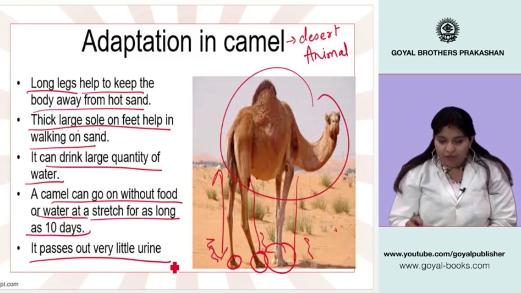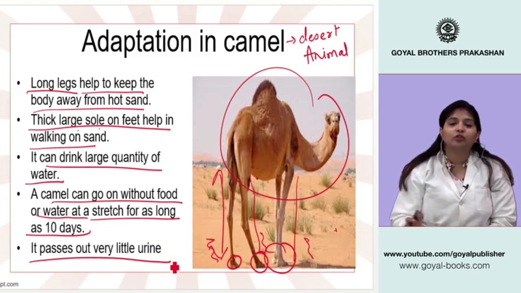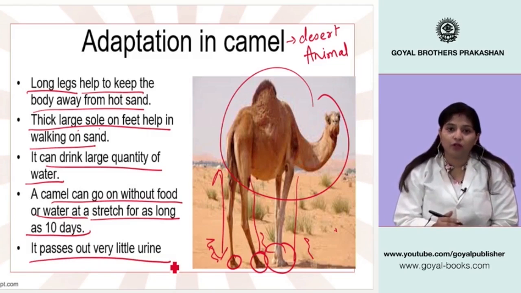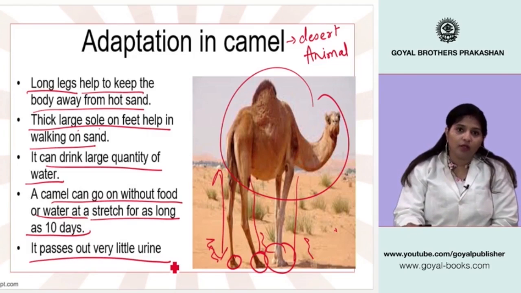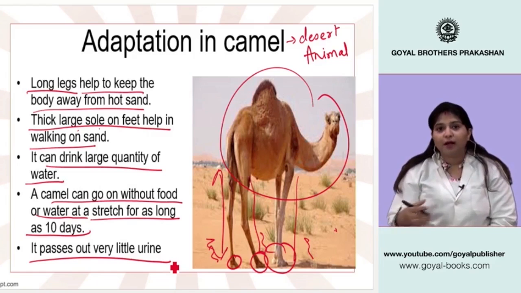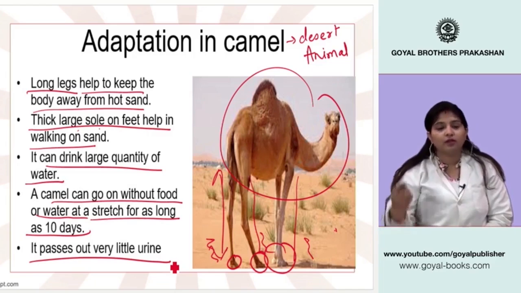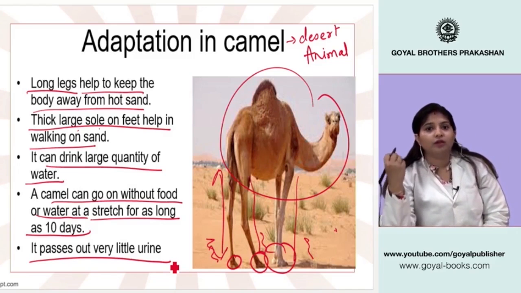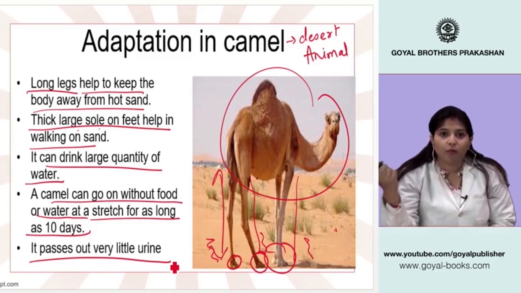Then it passes out very little urine. Again, coming back to the phenomenon of losing less water, the urine passed out by the camel is very little in quantity because it doesn't have water in the desert. So the urine passed is very, very little, because the body does not want to lose water in the form of urine.